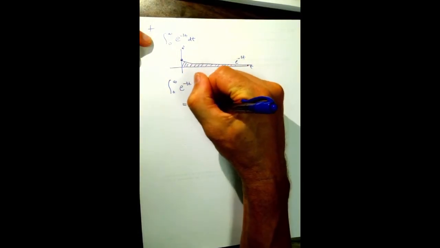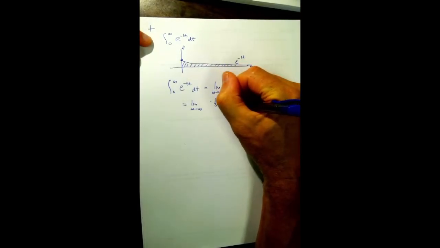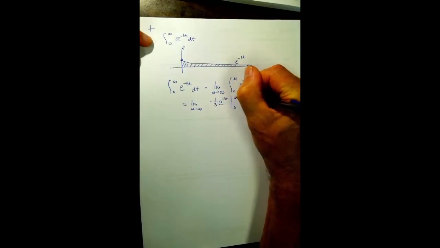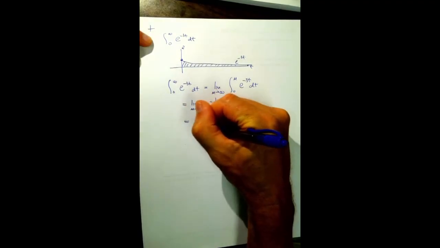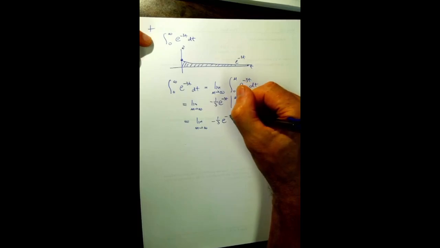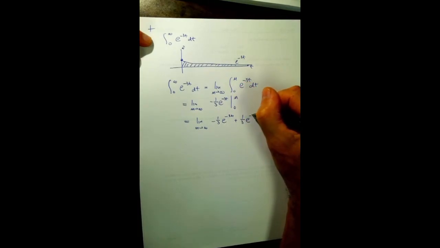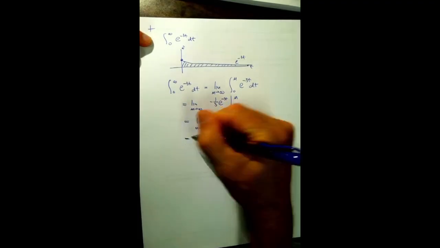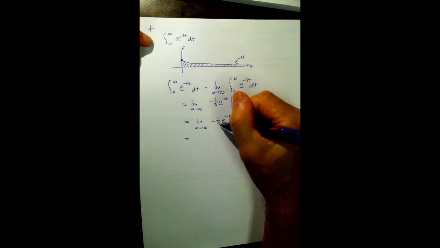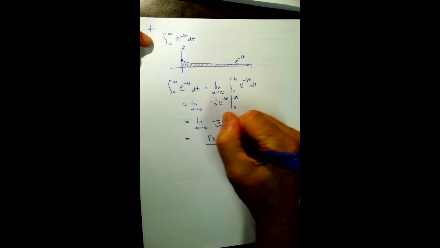Now I can use the fundamental theorem of calculus. This is going to be minus 1/3 e to the minus 3t from 0 to m. And I plug in my bounds. I get minus 1/3 e to the minus 3m, minus a minus 1/3 e to the minus 3 times 0. As m gets really big, this thing goes to 0. It gets closer and closer to 0. And this just remains at 1/3. And so that integral is 1/3.